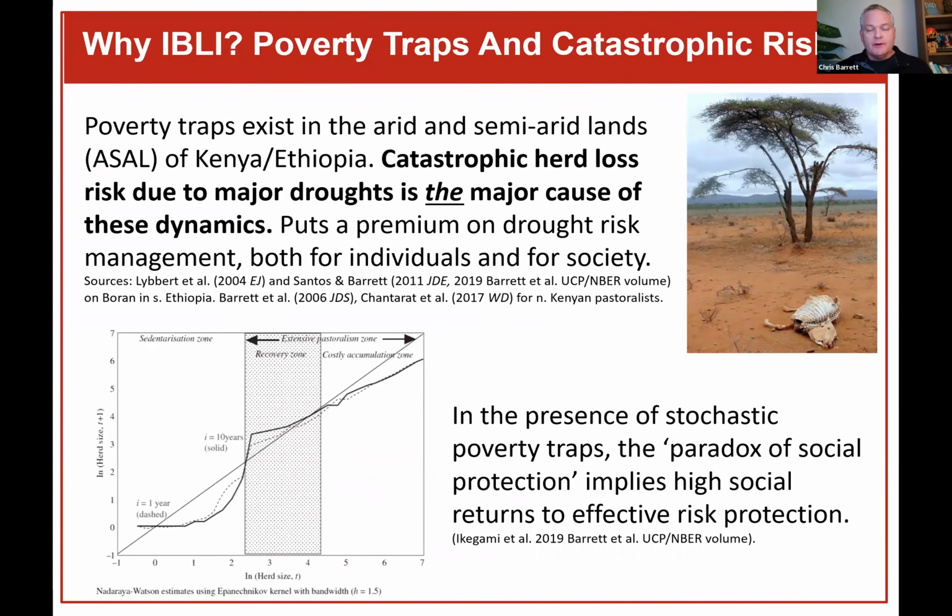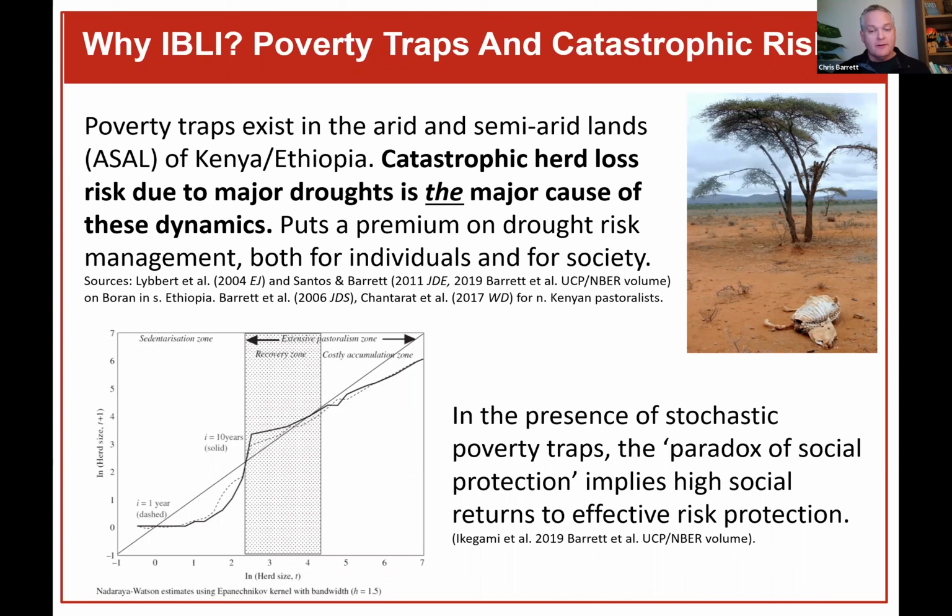First, it's important to understand the context. IBLI was designed for a very specific context. A number of us had been working on studying risk management among pastoralists in northern Kenya and southern Ethiopia for some years, since the mid-1990s. And one of our central findings from that research was that there really existed poverty traps, that there were self-reinforcing equilibria in which people became poor and were just stuck in poverty because of underlying drought conditions.